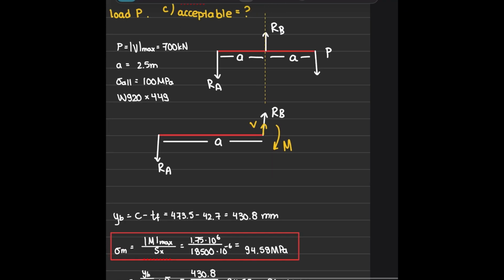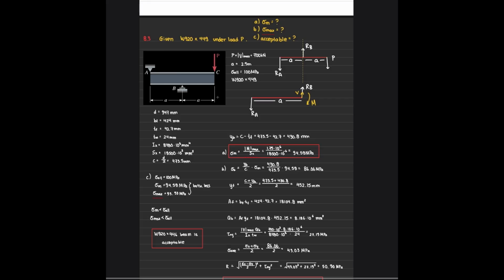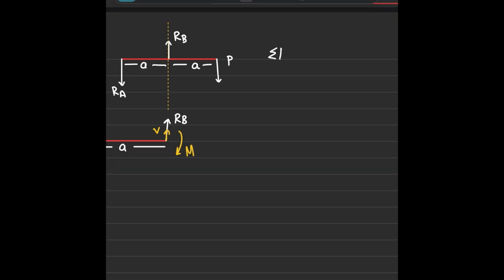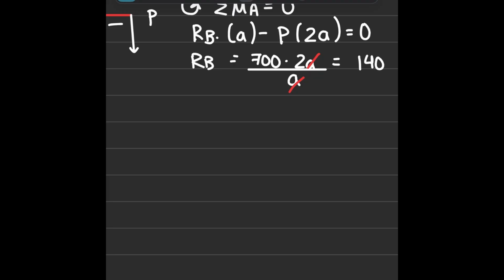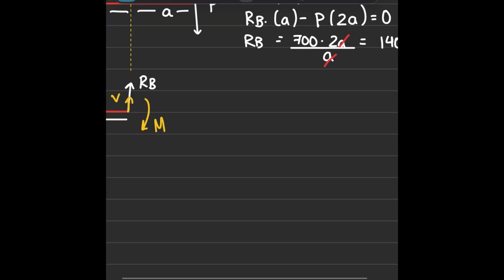Okay, now that we drew our free body diagram, we can do the sum of the moments at point A. Let me just transfer this. So if we take the sum of the moments at point A, anti-clockwise positive, we get that RB times the distance, which is A, minus our load P, which is 2 times A, equals 0, so RB is 1,400 kilonewtons.